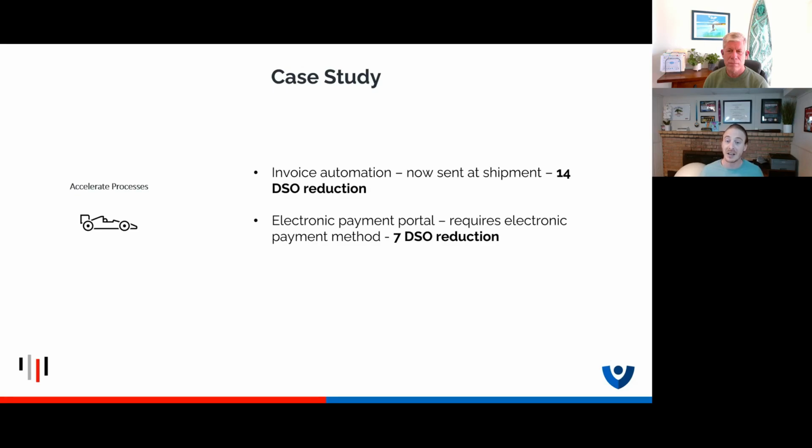Just by taking electronic payments only, this company can lower their DSO by another 7 days because there's such a lesser lag, one, on electronic payments, but two, through the invoice automation, the customer is going to be reminded when their payment is due. And there's just going to be a better flow of communication to make sure prompt payment happens. There's a paper trail. Things will not get lost in the shuffle. So those are 2 ways that we think you can really accelerate your processes.